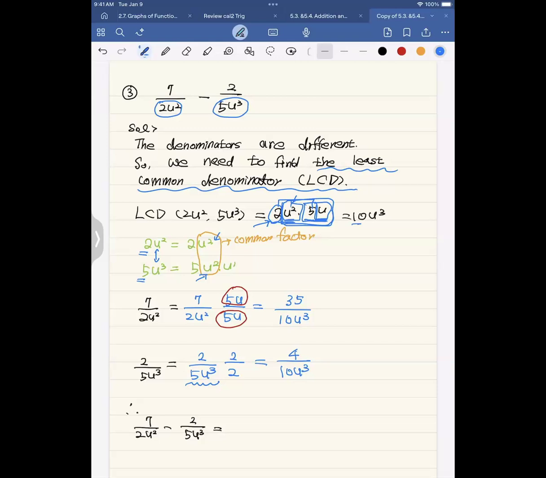Let's rewrite it. Then the first fraction was 35 over 10u cubed minus the second fraction, 4 over 10u cubed. So that's 10u cubed in the denominator, and the numerator is 35u minus 4. I missed the u here, so I'm putting it there.